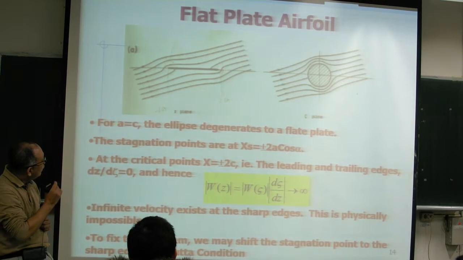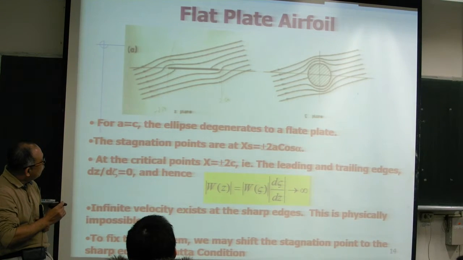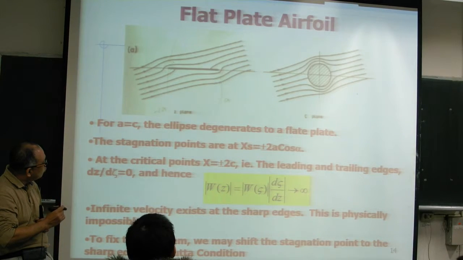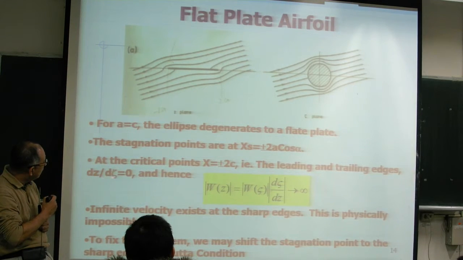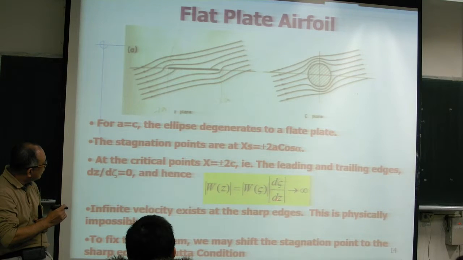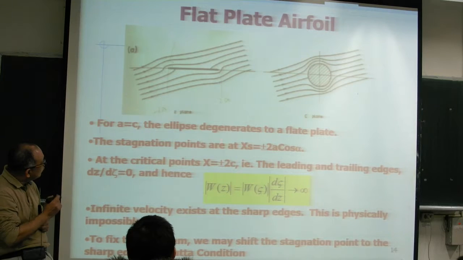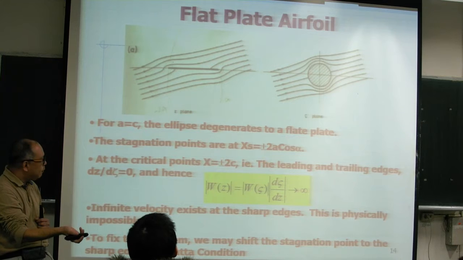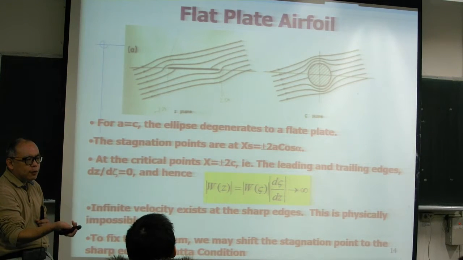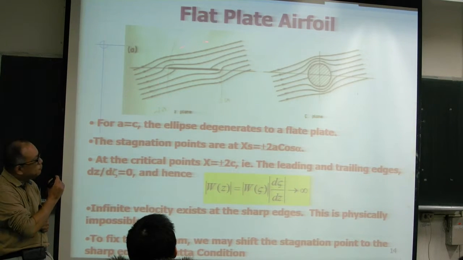And then at this trailing edge here, we find that our velocity in the z plane will go to infinity, because dz over dζ approaches 0, and dζ over dz approaches infinity. That is impossible in a real flow field, because at this point the velocity becomes infinity. So how do we fix this problem? This is not a realistic flow. This flow is not real.